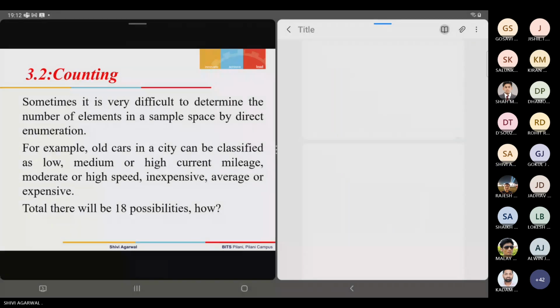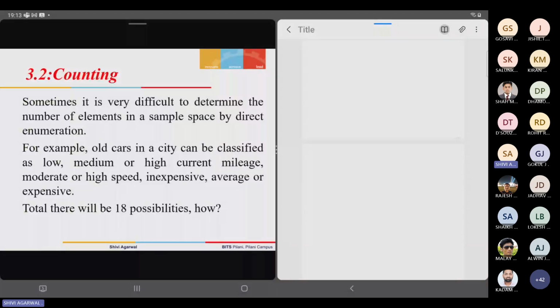Okay, so just wait. Firstly, I will cover the elements, then we will go for that. Okay, fine. Just wait. Firstly, we will do this counting part, and then we will do it. Okay.